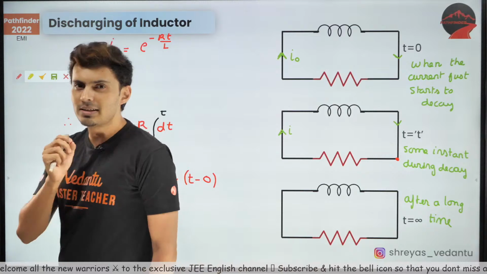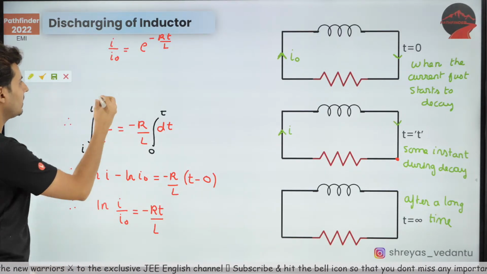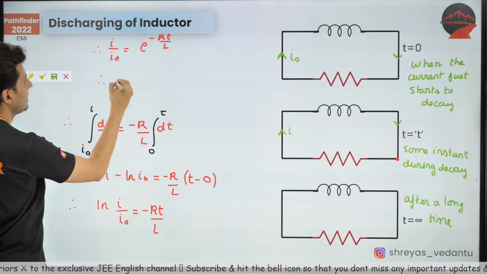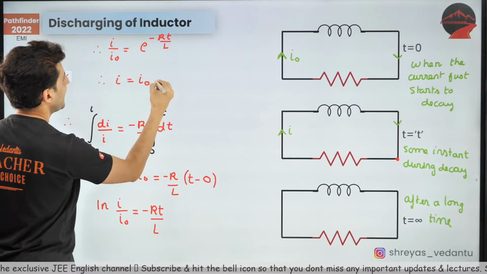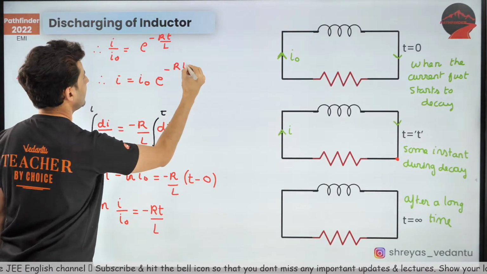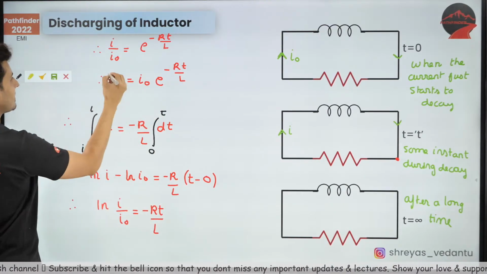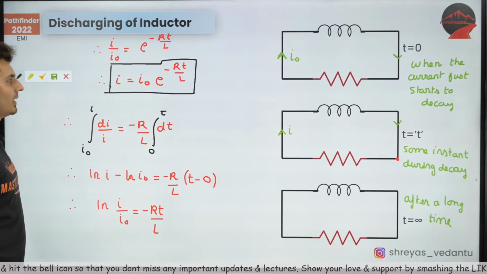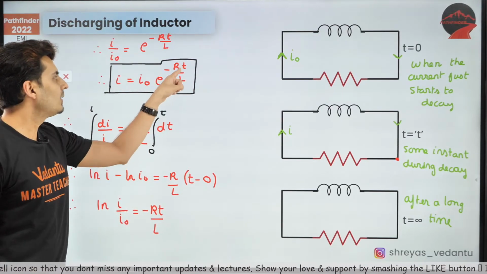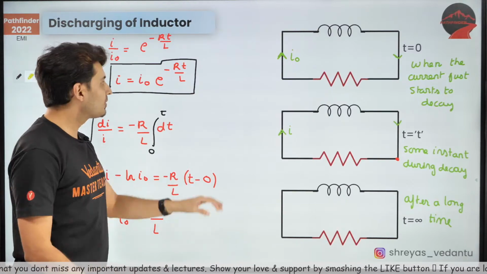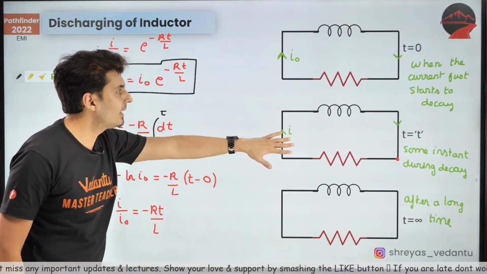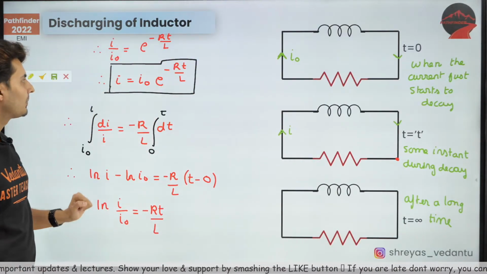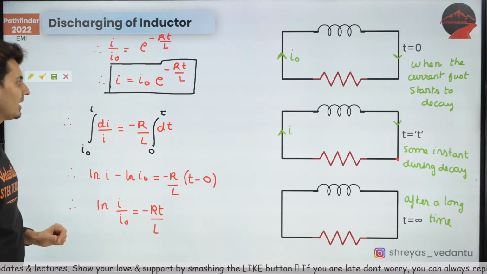So rearrange it a little bit more. Just shift the I naught there. And what am I going to get? I will get I is equal to I naught e to the power minus RT by L. So hence, that's my final equation which I wanted. That's it. I is I naught e to the power minus RT by L. This gives me the general function of current as a function of time. You tell me time, I'll give you the current.